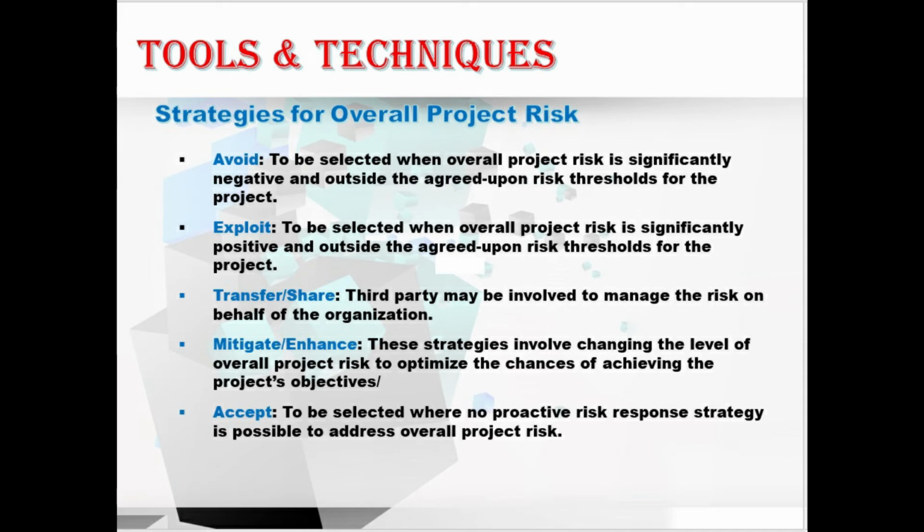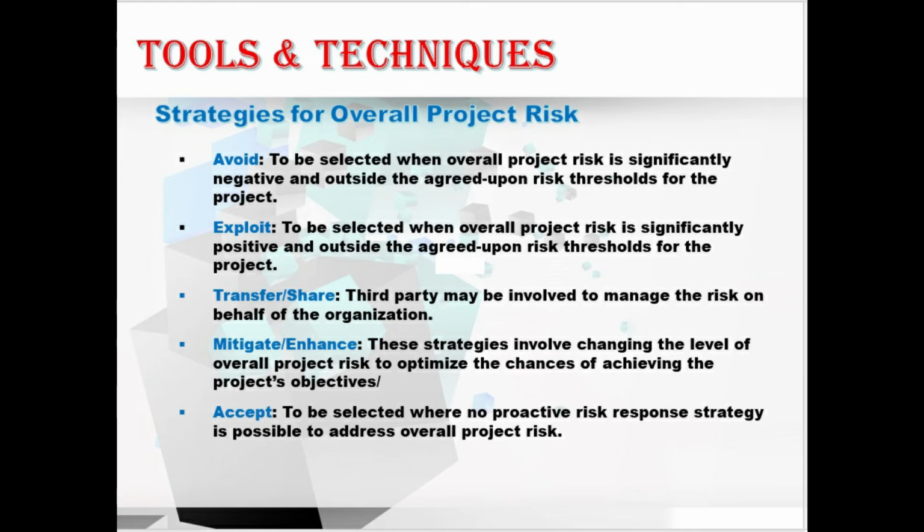In this, a third party may be involved to manage the risk on behalf of the organization. Fourth, mitigate or enhance. In this, the strategy involves changing the levels of overall project risk to optimize the chances of achieving the project objectives. Last is accepting. In this, to be selected where no proactive risk response strategy is possible to address the overall project risk. Hope you understood about this technique, the strategy for overall project risk.